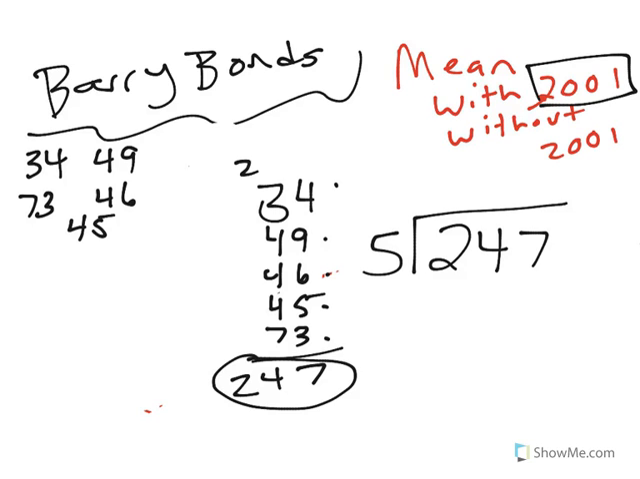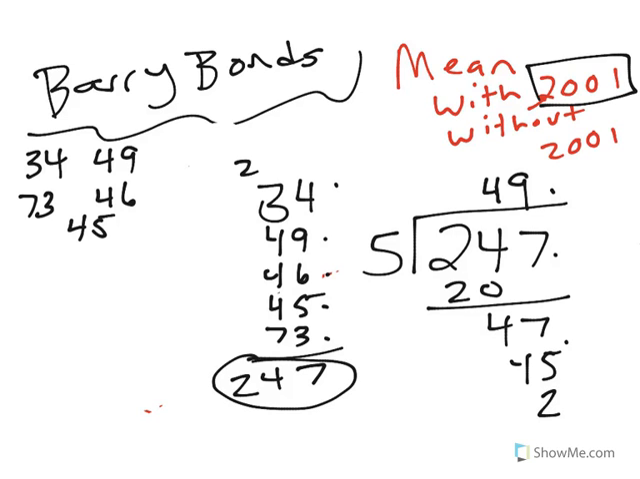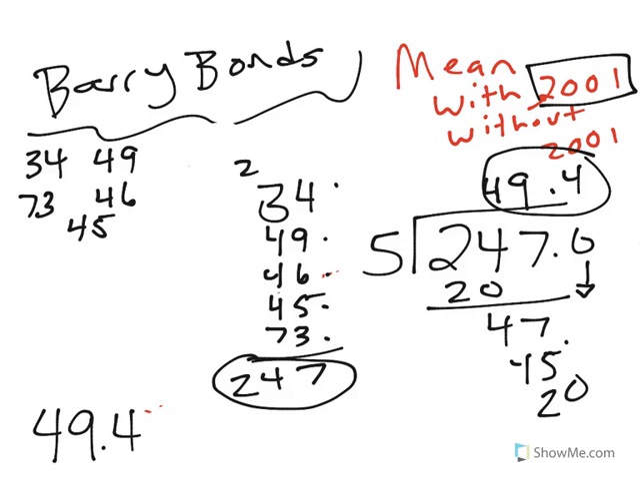5 goes into 24 4 times, which is 20. Drop the 4, 47. 5 goes into 47 9 times, which is 45. So we bring our decimal up. Then we get a 2, drop a 0, 20, so 49.4. So his mean home runs was 49.4 in those 5 years, including 2001.